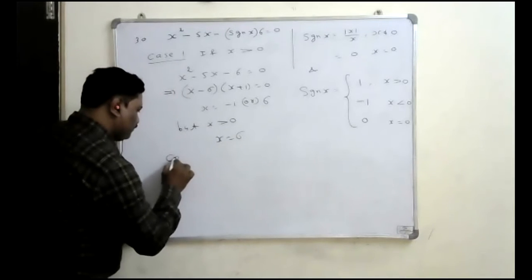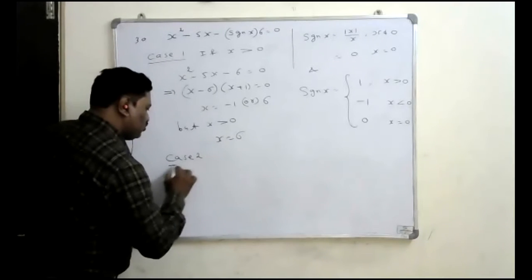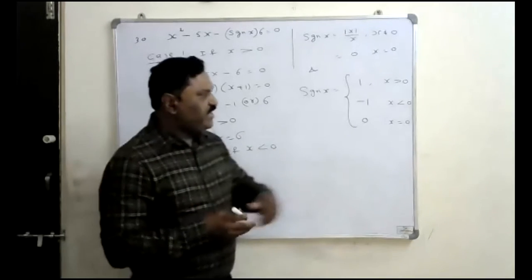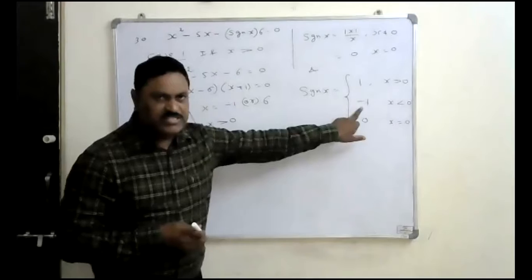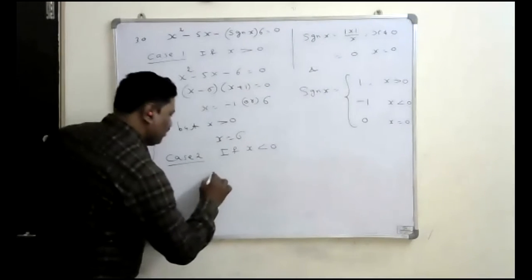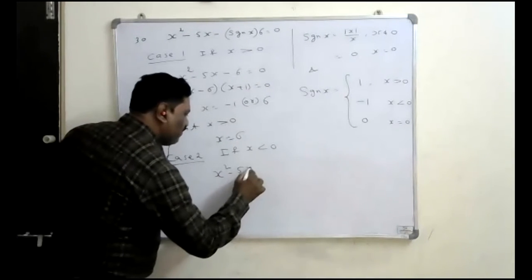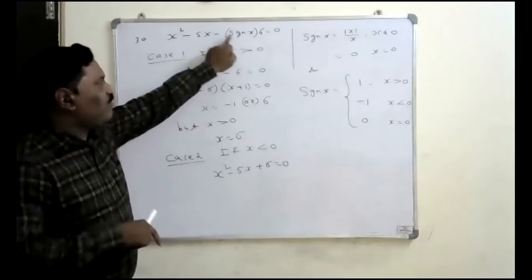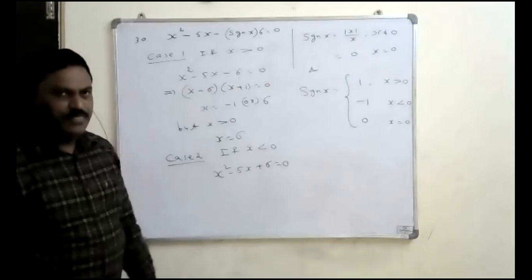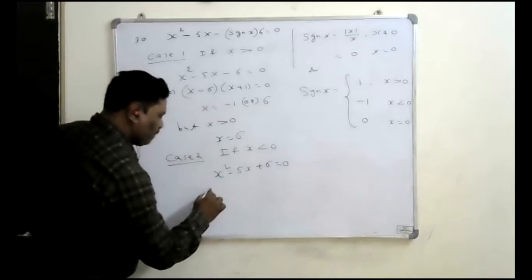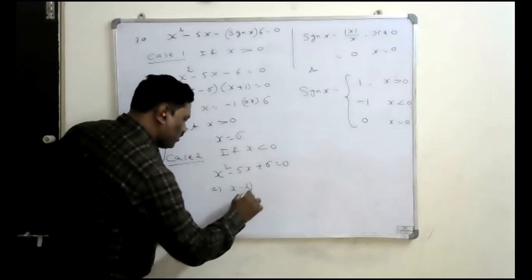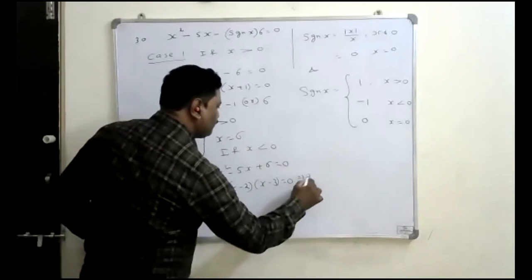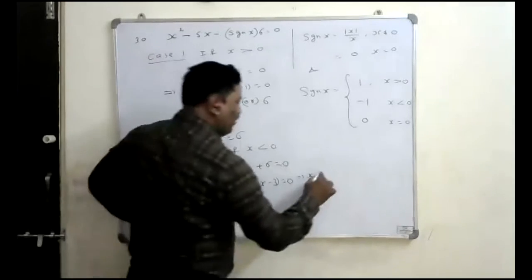And case 2. We'll go for case 2, that is if x is negative. When x is negative, the signature function value is minus 1. Keep the minus 1 here, therefore the equation becomes x square minus 5x plus 6 equal to 0, because minus 1 times minus 6 is plus 6. What are the factors of it? x minus 2 into x minus 3 is equal to 0. Now tell me what are the values of x? 2 and 3.